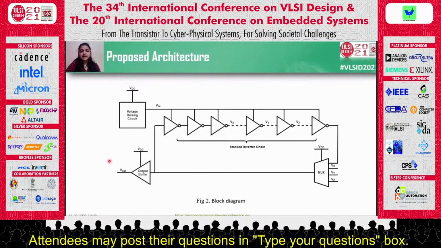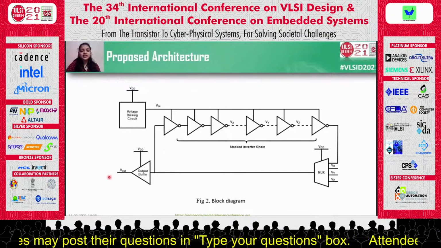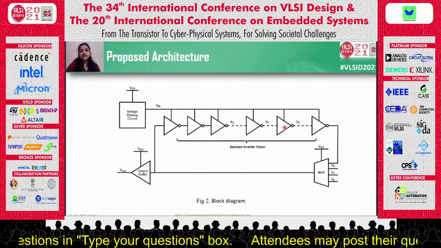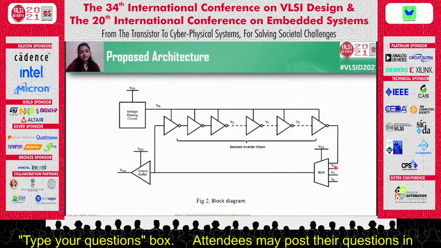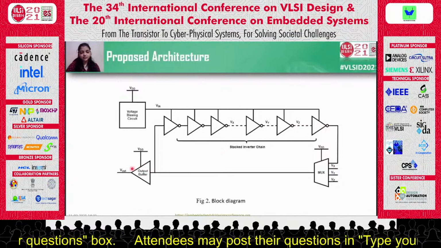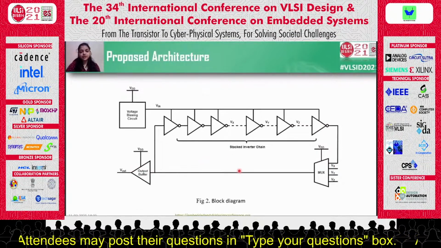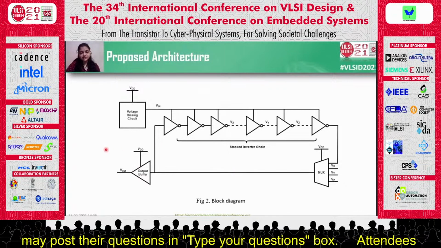This is the block diagram of the architecture. The whole architecture is divided into 4 blocks. They are voltage biasing circuit, stacked inverter chain, followed by a multiplexer and an output buffer. In the further slides, we'll be looking into the details of individual blocks.